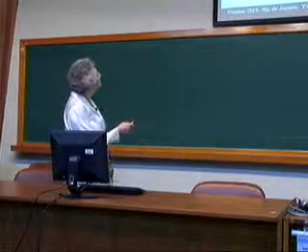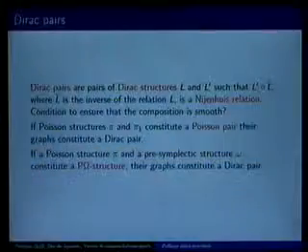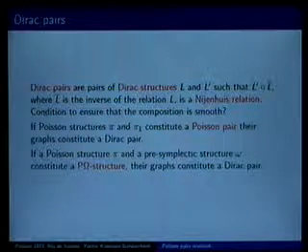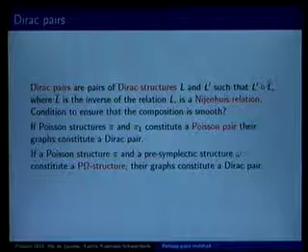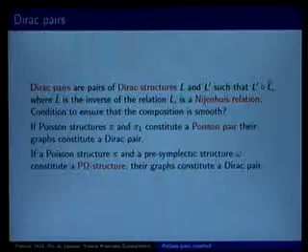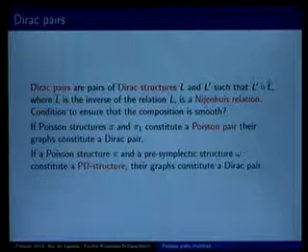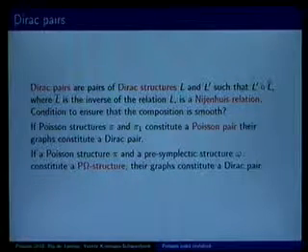If you take Poisson structures and if they constitute a Poisson pair, then their graphs constitute a Dirac pair. If you take a Poisson structure and a pre-symplectic structure, that's a closed two-form, they constitute a P omega structure, and if they constitute a P omega structure, then their graphs constitute a Dirac pair. So I believe my time is more or less up.